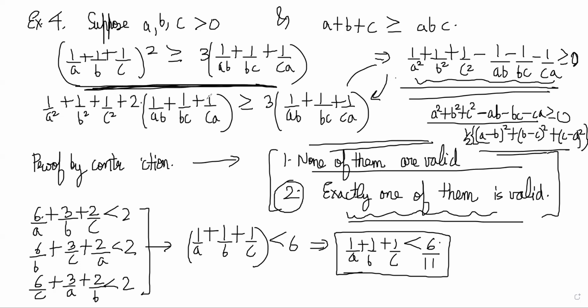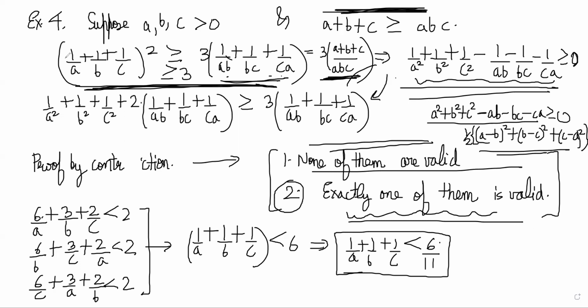Now I will establish a contradiction, because I know (1/a + 1/b + 1/c) whole square is greater than this. And if you simplify this, this becomes 3 times (a + b + c)/abc, right? If you add these terms, you will get (a + b + c)/abc. But the problem itself says that a + b + c is greater than or equal to abc. So that means that this is greater than or equal to 3, right?